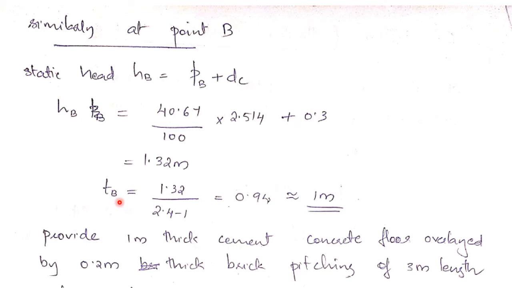Next is thickness at B, that is TB is equal to 1.32 by 2.4 minus 1, that is approximately 1 meter. Here also we are going to provide 1 meter thick concrete floor overlaid by a brick pitching of 0.2 meter for a length of 3 meters, that is from B to C.